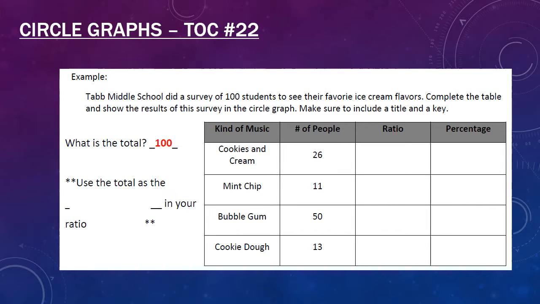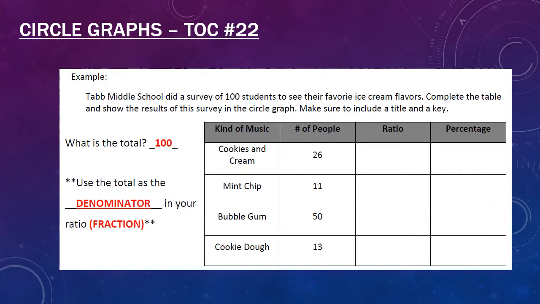Anything that has a denominator of 100, you can take the numerator and make it a percent. So you don't really need your calculator for this one. You can use it if you want to. So once you have your total, you make that your denominator in your ratio. Remember, a ratio is just a fancy word for a fraction.